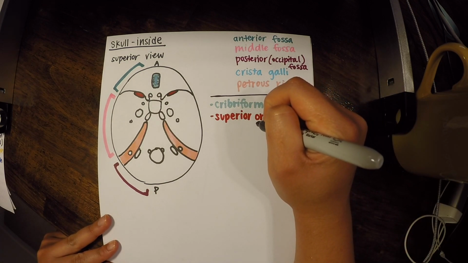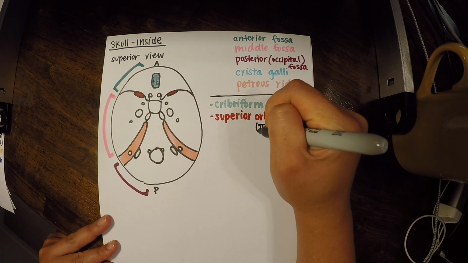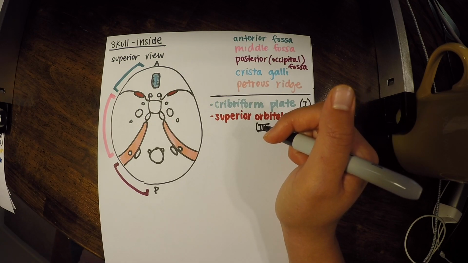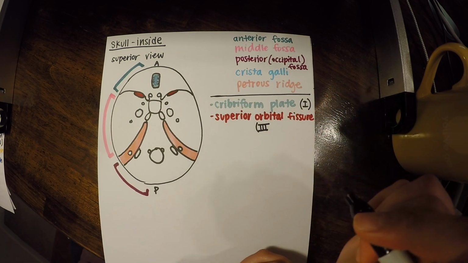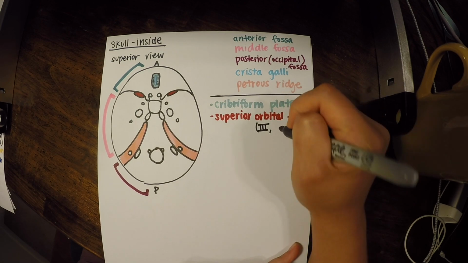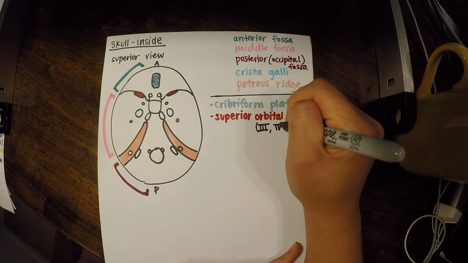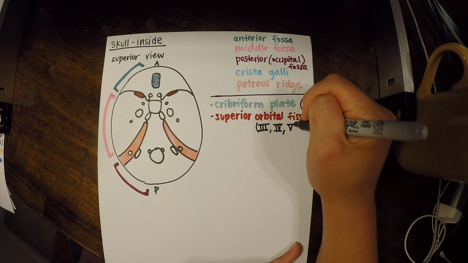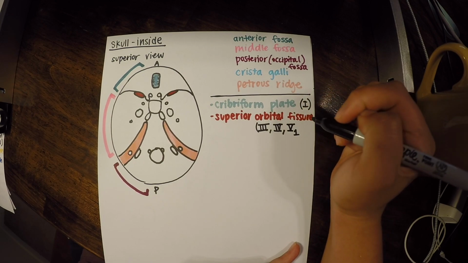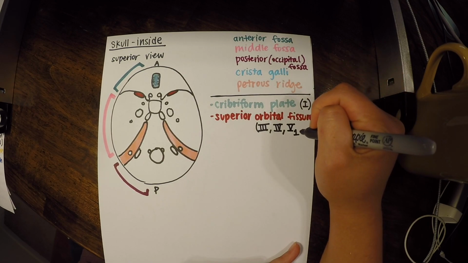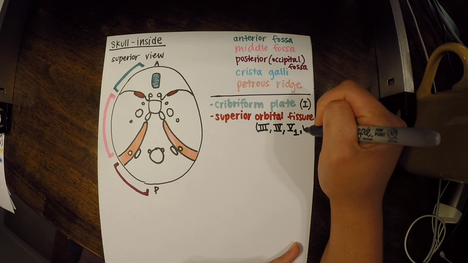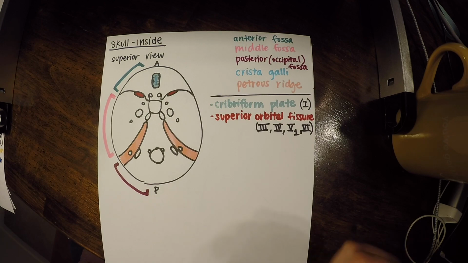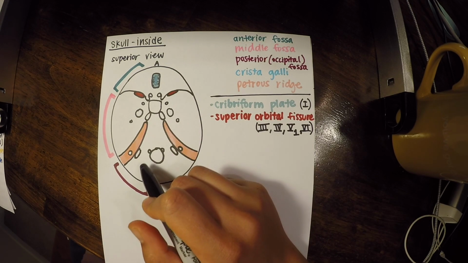You have cranial nerve 3, and just for future reference, we always identify cranial nerves with Roman numerals instead of written numbers. So you have cranial nerve 3, cranial nerve 4, and the first branch of cranial nerve 5, as well as cranial nerve 6, all traveling through that, which makes sense, right? Because it's pretty wide and flat, so you have a bunch of stuff traveling through.